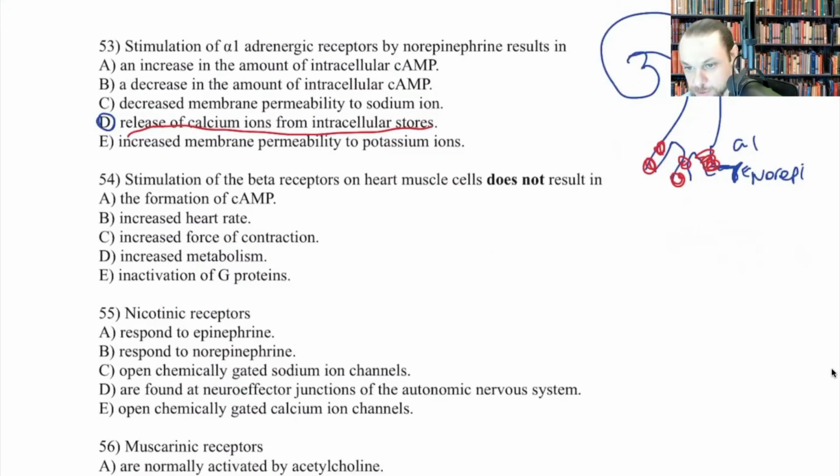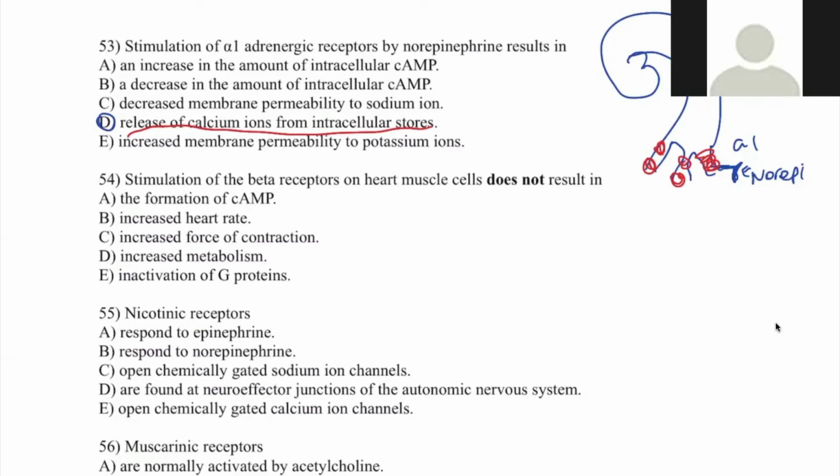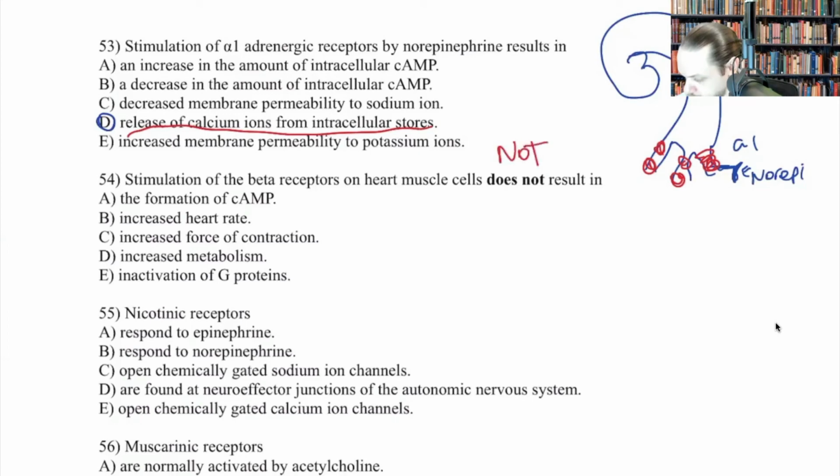Okay, we're going to go with Helmi with number 54. Stimulation of the beta receptor on the heart muscle cell does not result in formation of cyclic AMP, increase heart rate, not increase force of contraction. Increase heart rate, B. So you've got to be careful so you don't make this mistake. I've got to look at the question. That's why I wrote not. This question says, when you stimulate beta receptors, which of these will not happen?